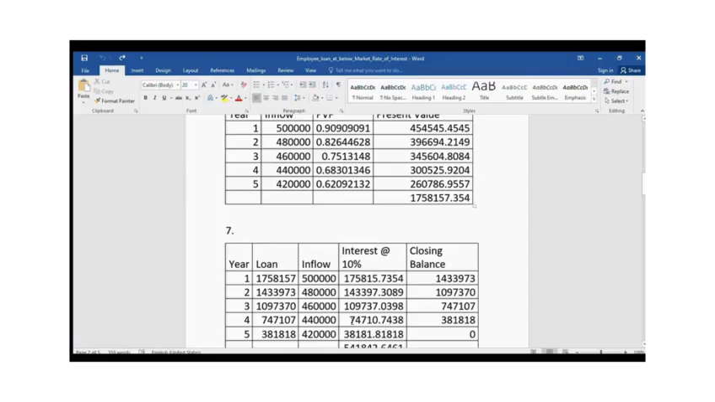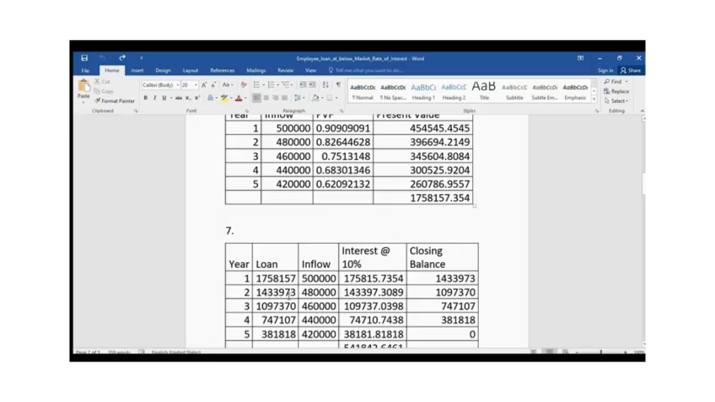Now the present value of the loan is 1758157. 10% at the market rate of interest would be 175,815. Inflow would be 5 lakh. So 1758157 plus 175,815 minus 5 lakhs would be 1433973. This will be the opening balance for the year 2.